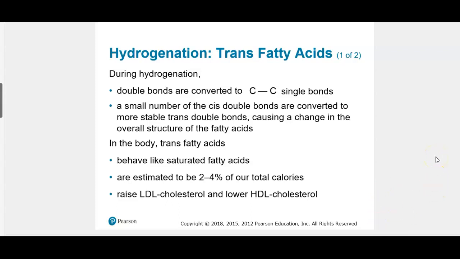You see the estimates here. They behave like saturated fatty acids because, as I just mentioned, they're more linear. They don't have the kink in them. The double bond doesn't really affect the shape of the molecule compared with the saturated fatty acid. And it raises the LDL cholesterol and lowers the HDL cholesterol, which isn't a good thing. And there are probably a few other things that they do that aren't particularly good.